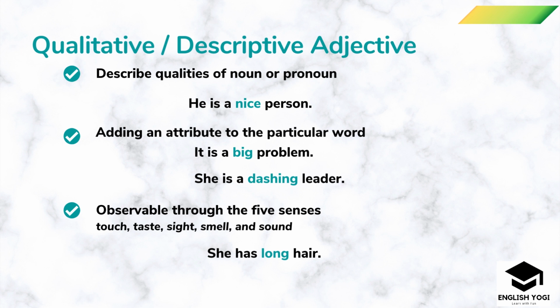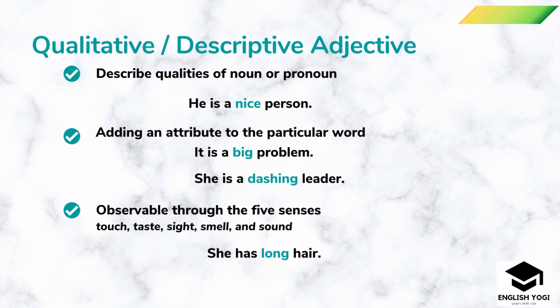Similarly, in the second example, the rule is that it adds an attribute to the particular word. For example, big problem, so big is giving an attribute to problem. Similarly, in the third example, she is a dashing leader, so the word leader has more attribution from dashing. In the first sentence nice, in the second sentence big, and in the third sentence dashing, these are qualitative or descriptive adjectives.